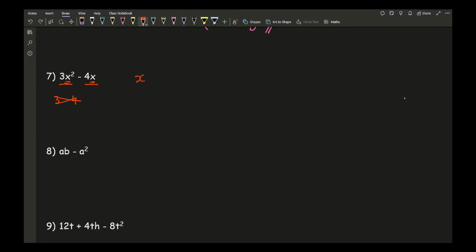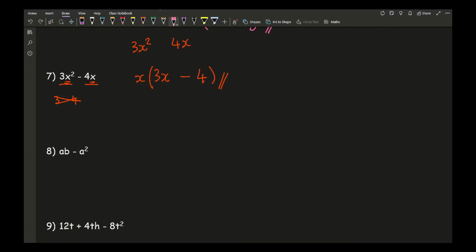So I've got x. Now I've got x, but I want 3x squared. So what do I have to multiply x by to get 3x squared? Well, I need a 3 and I need another x. Then I've got a minus. Now I want 4x, but I've only got 1x, so what do I need? I need a 4, and there is my final answer.